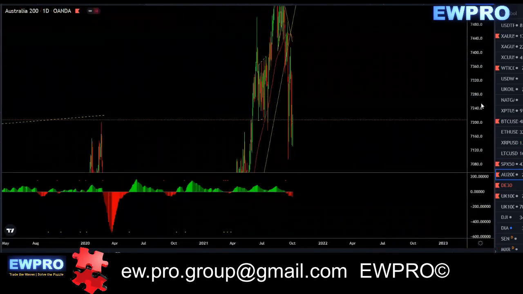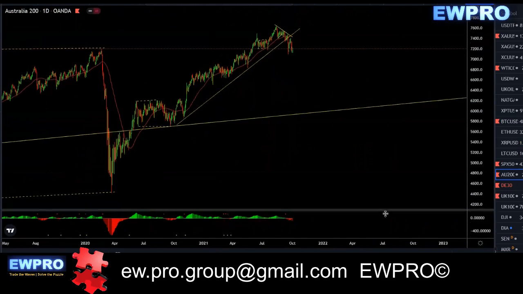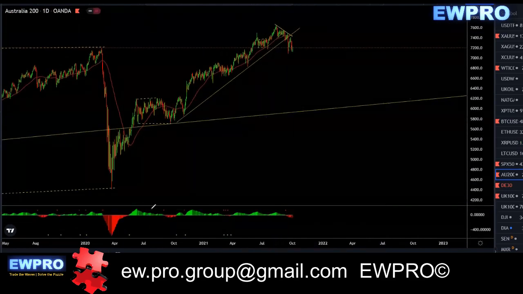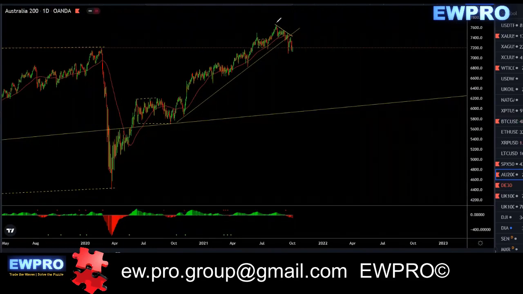AU 200 on the daily. Again, very risky to be buying. You've got all this bearish divergence, really looking for a bearish setup. We got an impulse down. We got a lower low.